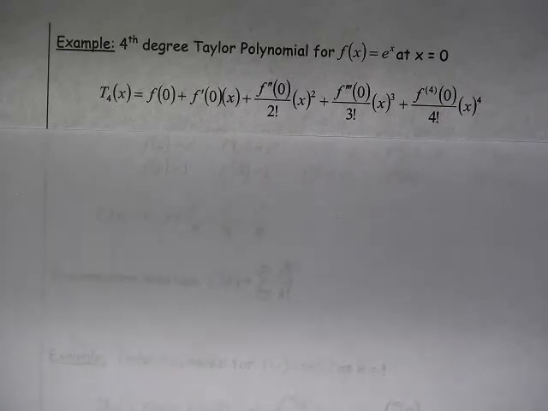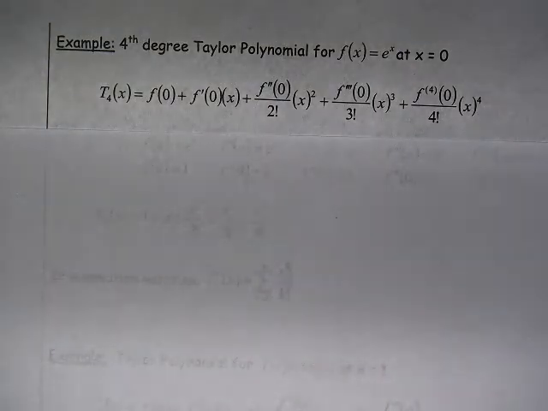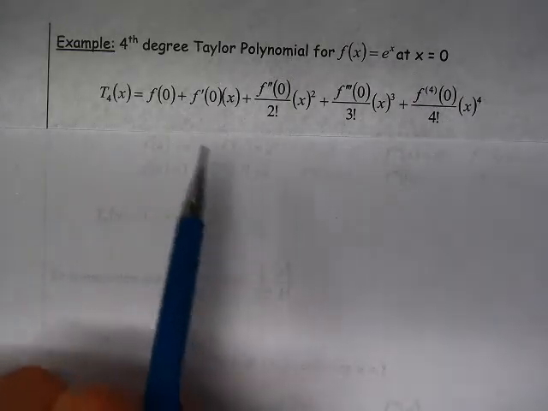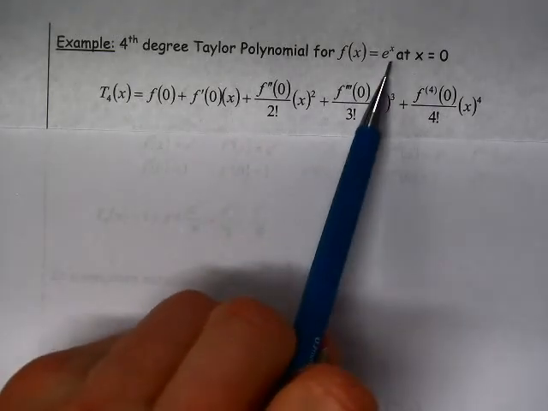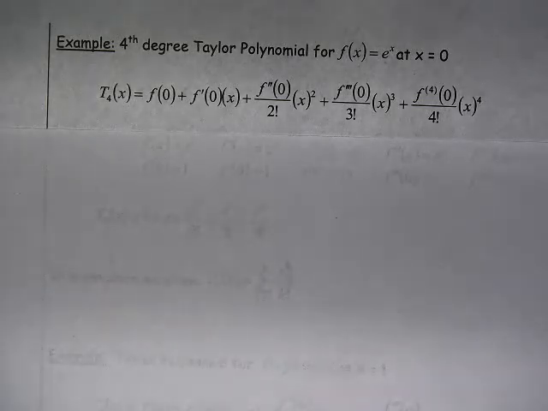Our next example, we're going to talk about getting a fourth degree Taylor polynomial for e to the x. And we're going to center it again at x equals 0, so it's also a Maclaurin polynomial since it's centered at x equals 0. All right, so again, we're going to have the exact same form. It doesn't matter what function we're using. The polynomial always takes the same form.